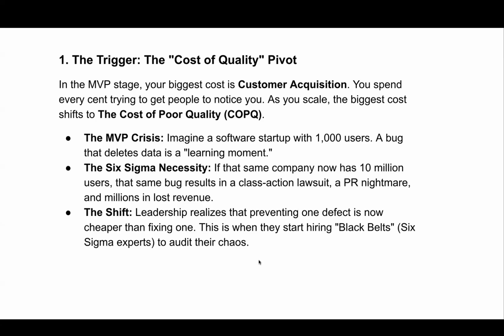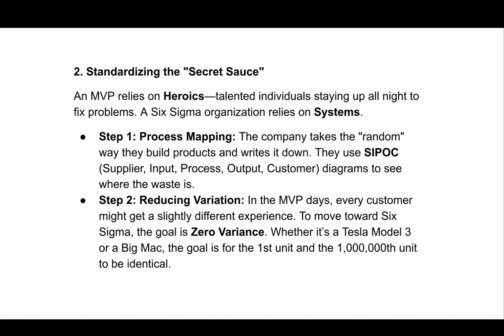So here's where you want to understand that preventing one defect, if you're an MVP, is actually cheaper than fixing one, right? So if you have to go back when you're scaling, that's problematic. And so this is when you'll see the MVP organizations, they'll bring in the black belts, the Six Sigma experts to try to get this chaos under control and audit it. But it's a costly mistake to do that.